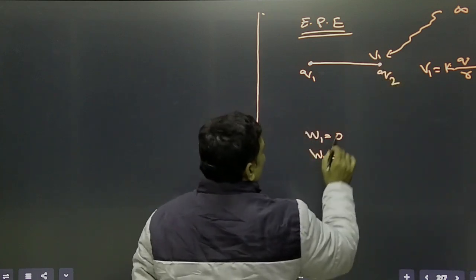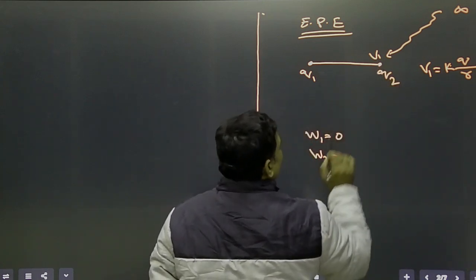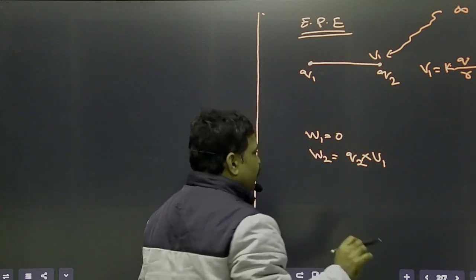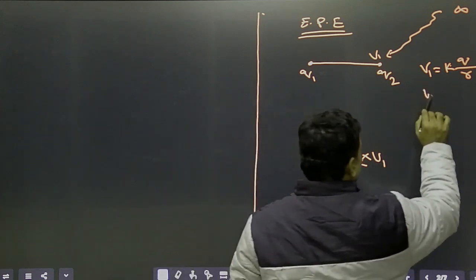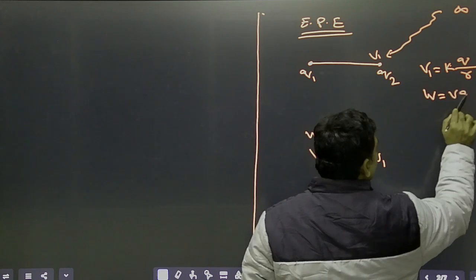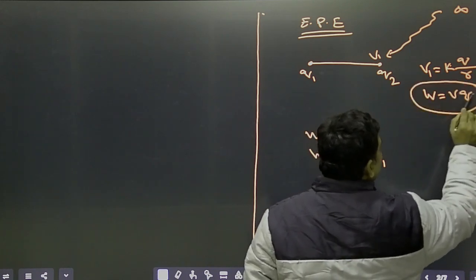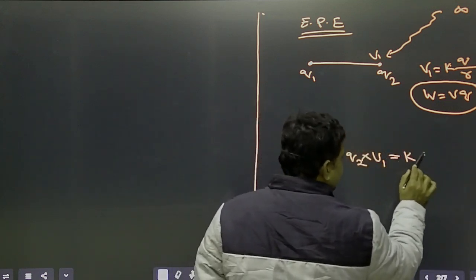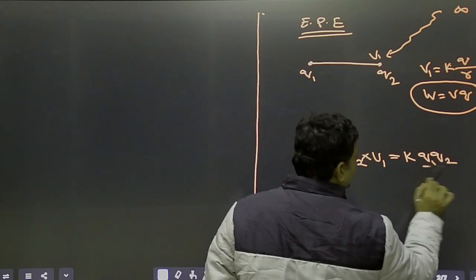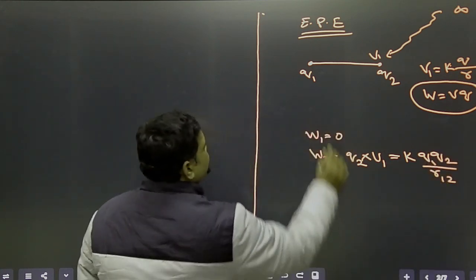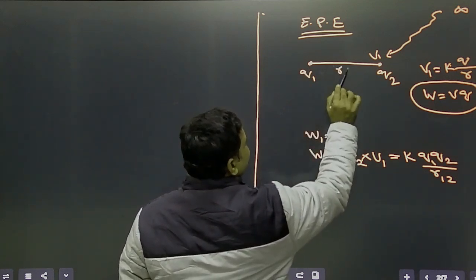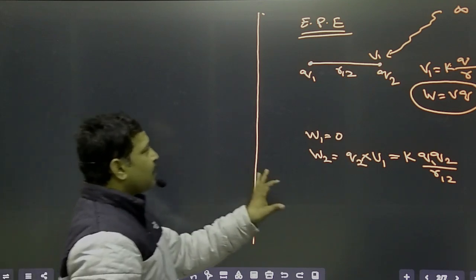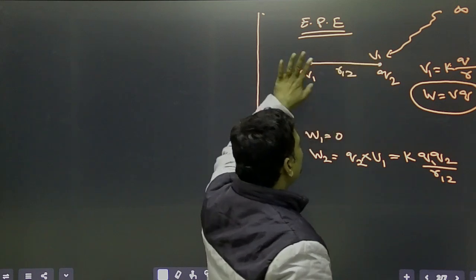So here w2 will be equal to q2 into v1. This we already know: the work done is w equal to v into q, that is potential and charge. So in this case this will be equal to k q1 q2 upon r12, where the distance between 1 and 2 is denoted by r12. I think it is clear now. So this is a system of 2 point charges.